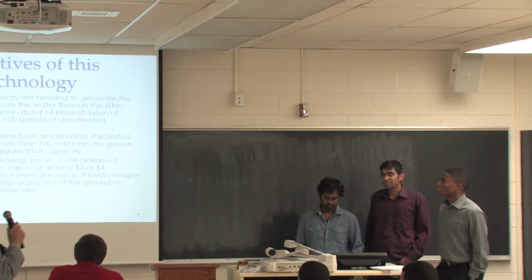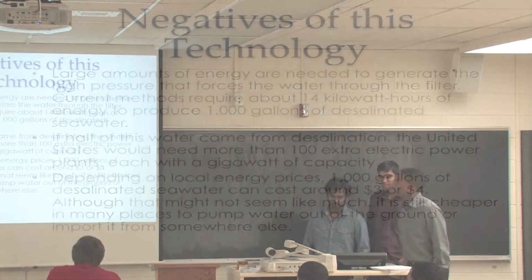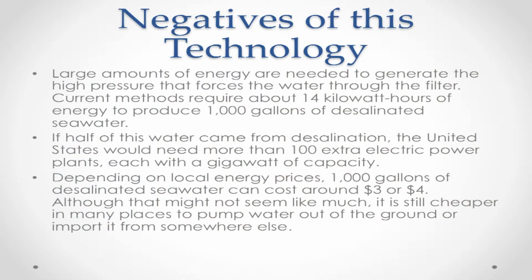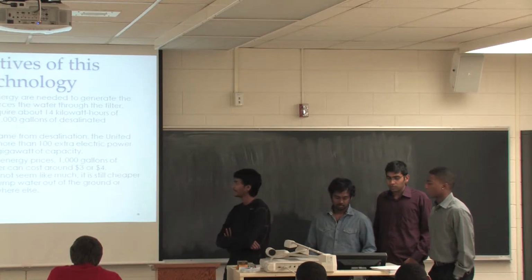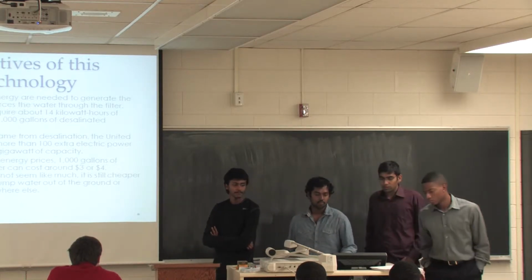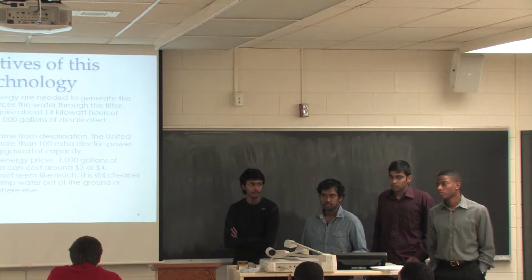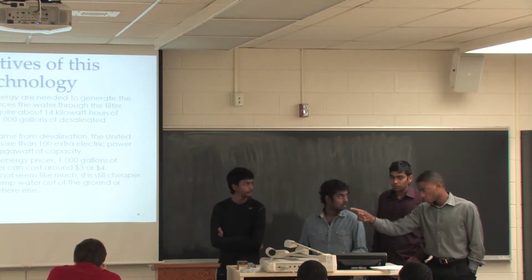I read that large amounts of energy are needed to generate the high pressure that forces the water through the filter. Current methods require about 14 kilowatt hours of energy to produce 1,000 gallons of desalinated seawater. Actually, these have more negative effects when we compare them to the positive effects.